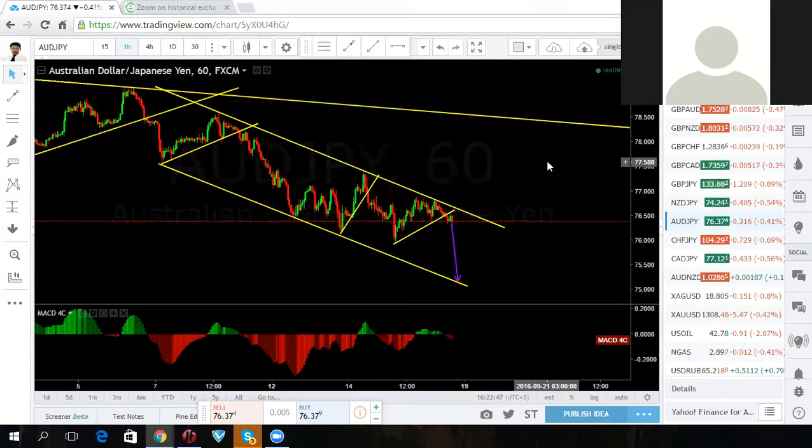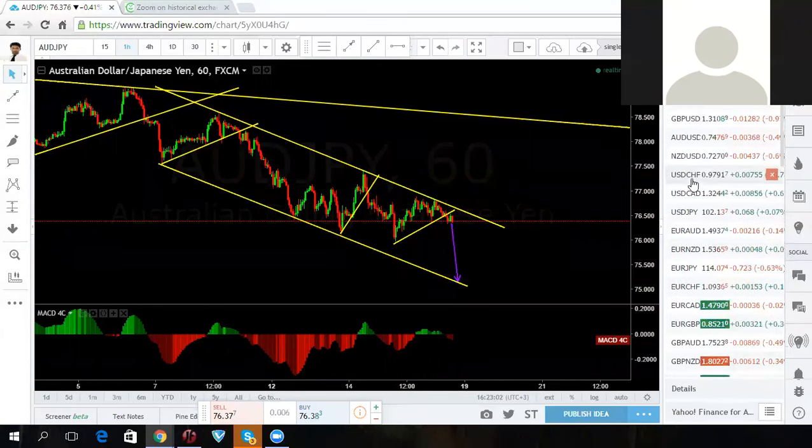Let's see. We have no idea what it's going to do. We know we always limit our loss, so our loss is above there. If it breaks out, we're out of the trade, right? So will it happen? We don't know. So those were the trades we were looking at very actively this week.